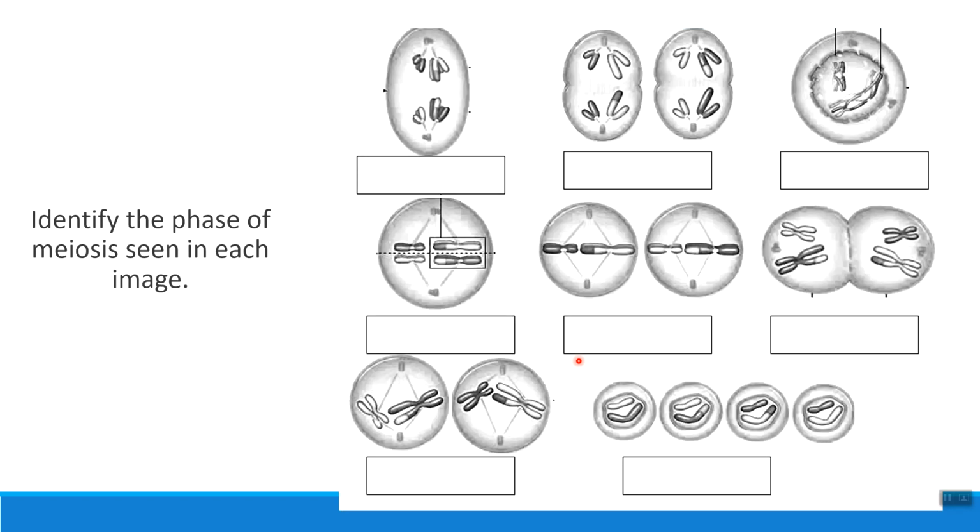Now that we've talked through each of the stages of meiosis, I want you to work on identifying which stage is seen in each of the images here. Here's a wink wink nudge nudge reminder. Each stage that I identify happens twice in meiosis. So we need to make sure to label, is it prophase I or is it prophase II? Is it metaphase I or metaphase II? So as you go through and identify these stages of meiosis, make sure to include the 1 or the 2.